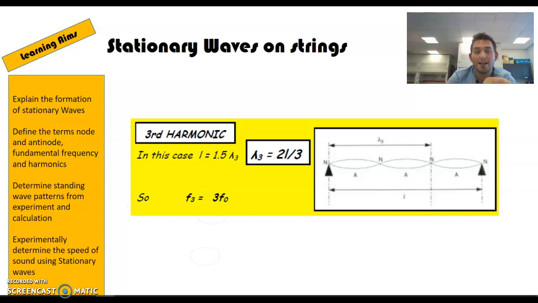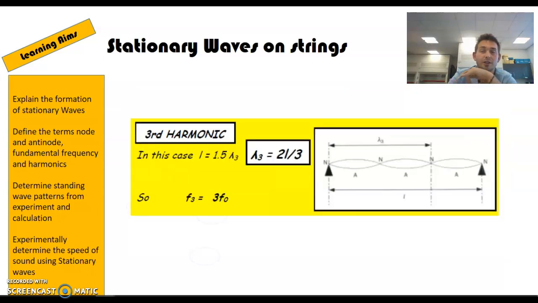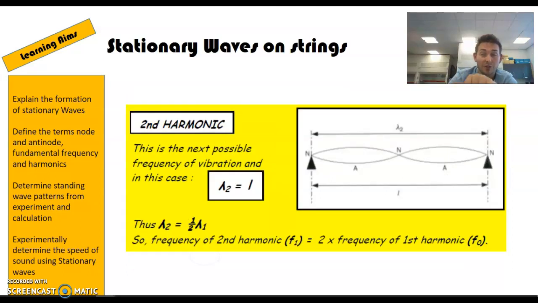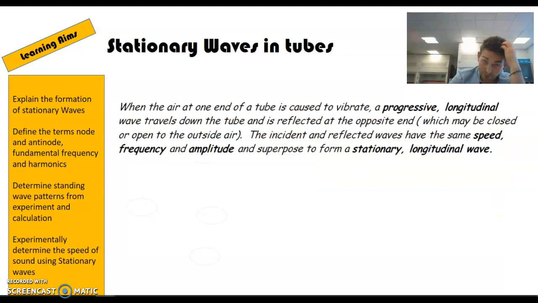It's a bit easier to think about it in terms of length. You've effectively got n lambda over 2 is equal to L in each case, isn't it? Or 2L over n is equal to lambda. That's the nicest way to think about it. So, in the first case, 2L over 1 is 2L, 2L over 2 is L, 2L over 3 is what you've got, and so on and so forth.